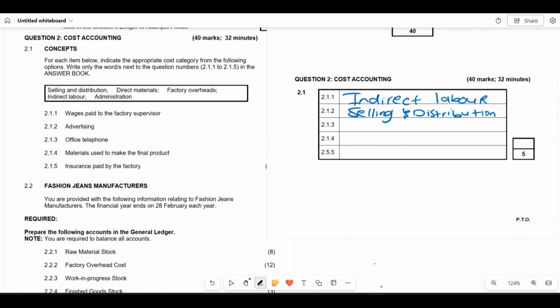All right. Now, office telephone, remember we have three departments. This would be part of our admin, right? So office telephone account is admin cost, right? So this would be administration.